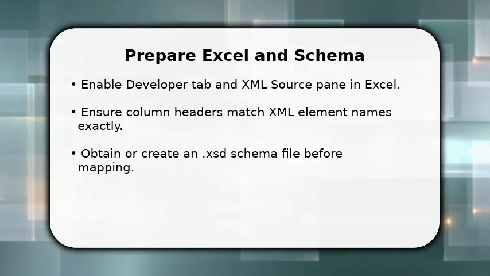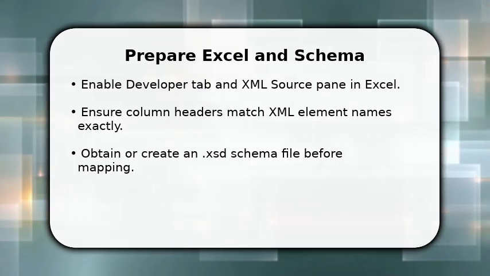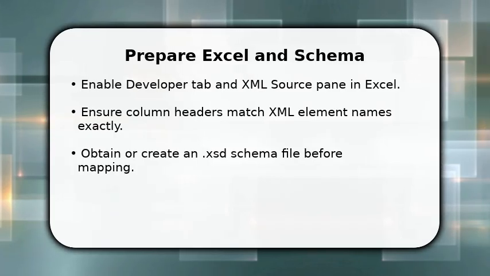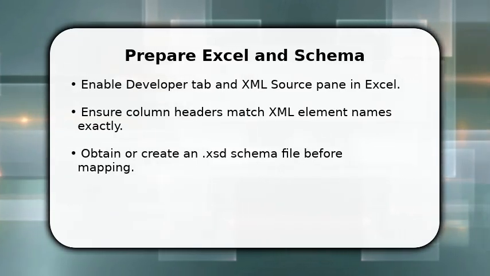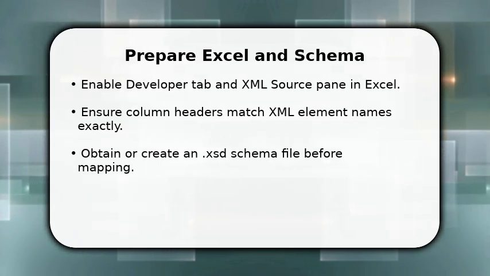If you do not have an XSD file, create one that reflects the structure you need. Simple elements first, complex types later. Once done, import the XSD into Excel to populate the XML source list for mapping.